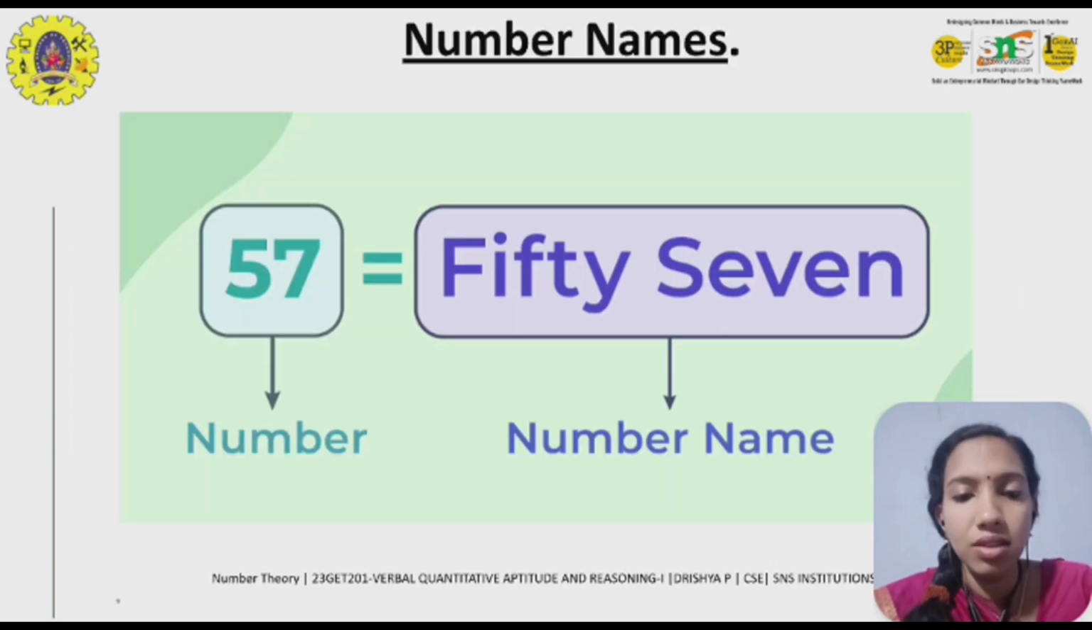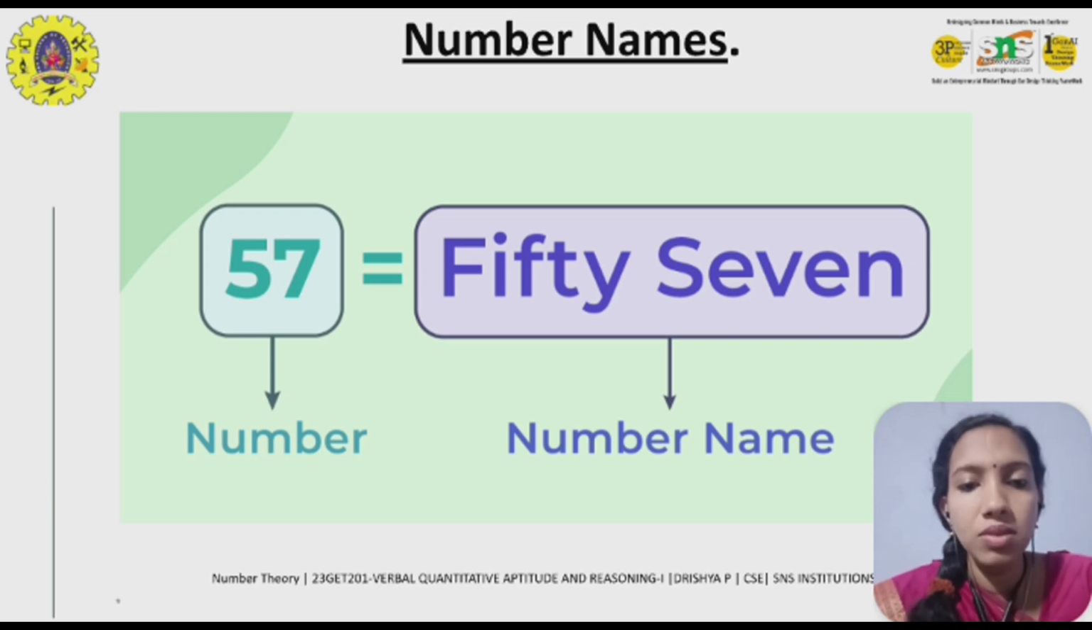Then next is this graphical. Number names: 57. It is written in numbers as 57, and it is written using alphabets.